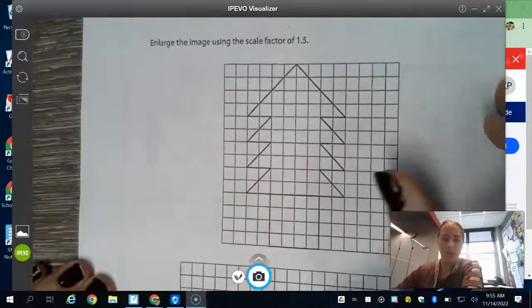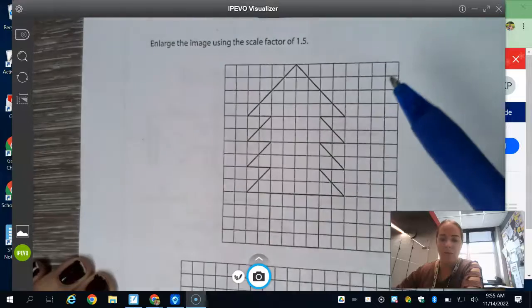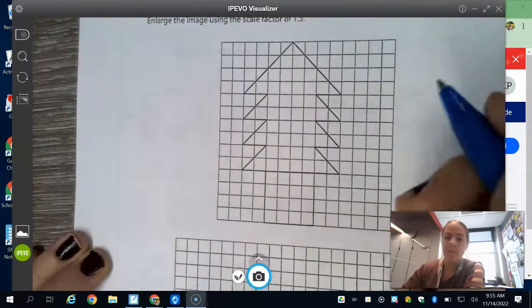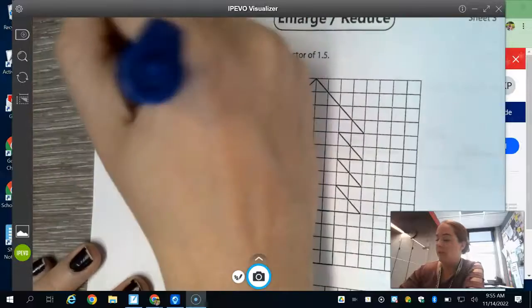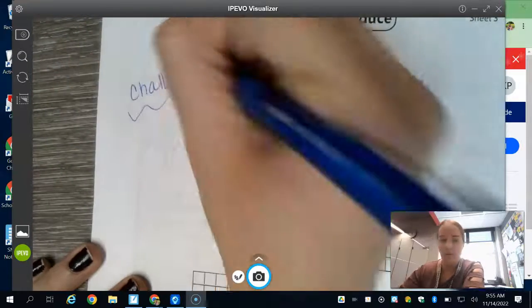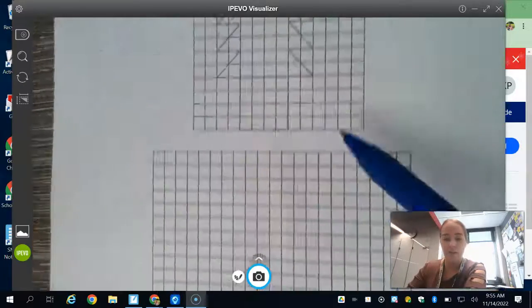This one was a little tricky. We were enlarging using a scale factor of 1.5. So it's getting 1.5 times bigger. This one, if you attempted it, I will give you a point. It was kind of a challenge one, but for sure, you should have drawn it bigger if it's getting 1.5 times bigger.